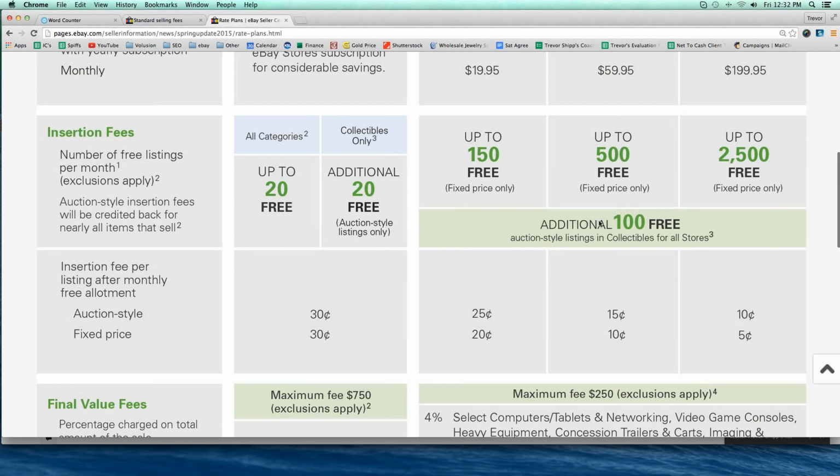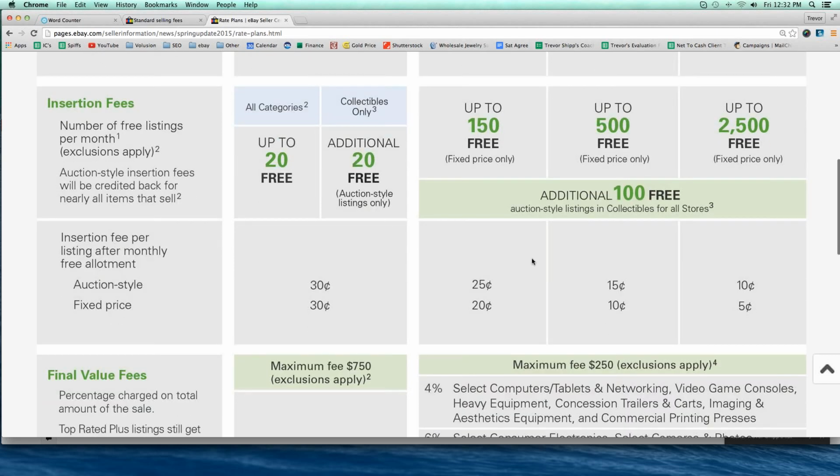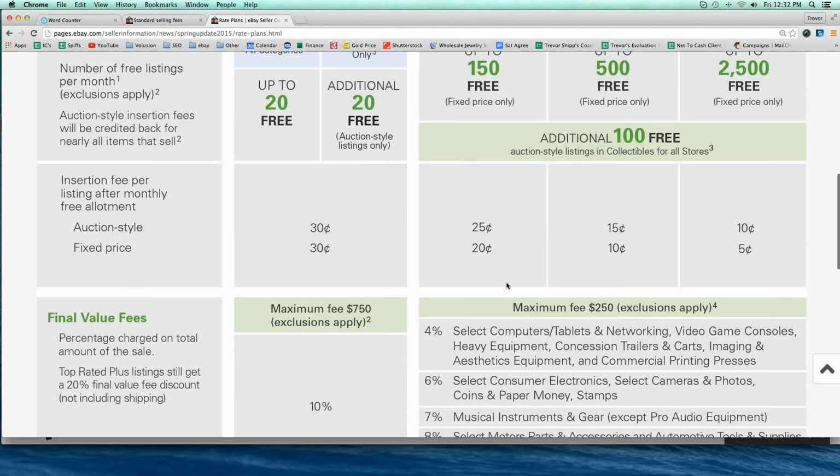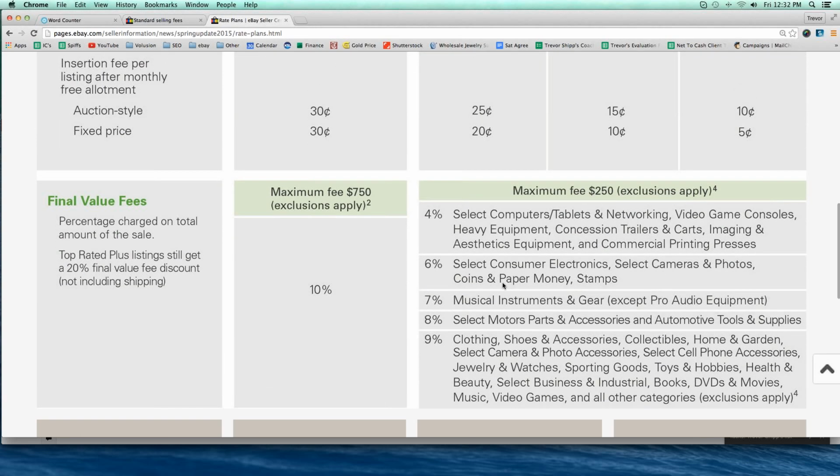Now, what's nice is after you hit your threshold of 150, you get an additional 100 free if you're in the collectibles category, so that's pretty substantial. And then what's nice is your insertion fees go down after that. So your 151st listing, rather than being 30 cents, instead it would be 25 if it's an auction and 20 if it's fixed price, if it's a buy it now. So you get a reduction in your insertion fees, a pretty substantial one. And you can see those get more and more substantial as you get a higher level store, okay?